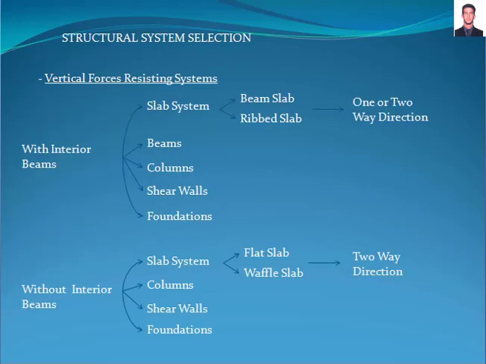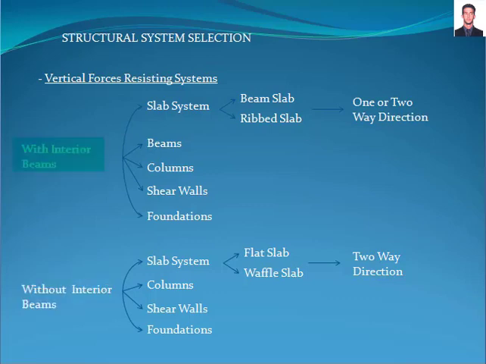As commented before, the first step is to select the proper system for our design. For this, we are going to understand the different types of systems that exist. The buildings are classified into two types: to resist vertical force and to resist lateral force. The vertical force resistance system is subdivided into two types: with interior beam system and without interior beam system.